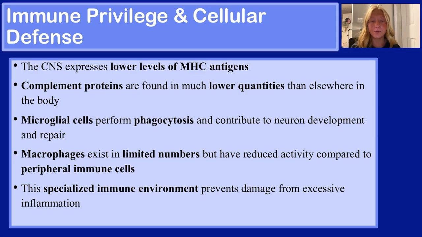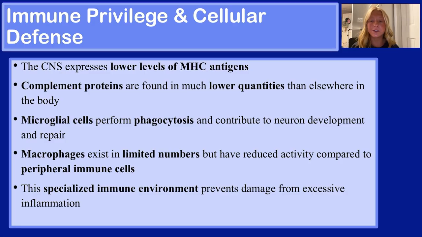So now I'm going to go a little bit more in depth on immune privilege and cellular defense. This basically explains why the CNS is called immunologically privileged. The central nervous system has a limited immune presence, and the cells here express fewer MHC antigens, which means they don't trigger a strong immune response like other tissues do. And then we also have complement proteins, which are normally abundant and help kill pathogens. They are less present here and in much lower amounts. But the trade-off is important because it does help prevent inflammation that could harm the delicate tissue. It also means infections here can be harder to control.